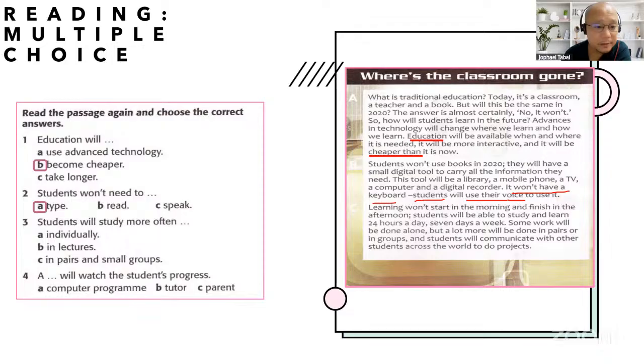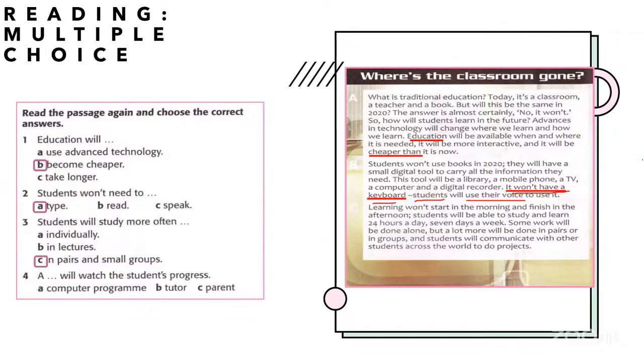All right, how about number three, Tom? Number three is C. Okay, so we have here, will be done in pairs and small groups. Okay, that's great. And number four, number four is, so who will watch the students' progress? Is it a tutor or computer? I think tutor. Let's check here.